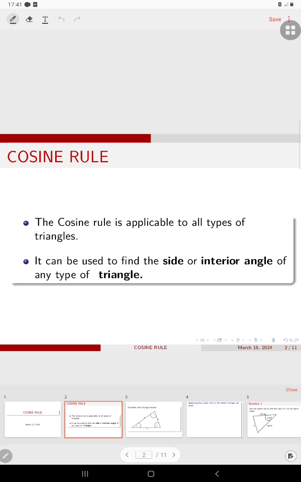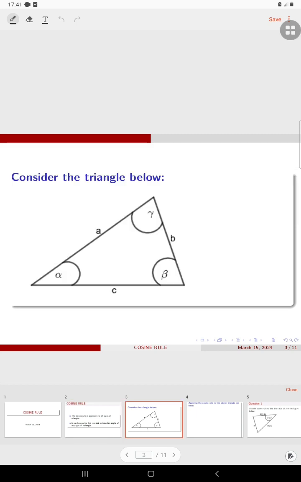Cosine rule, just like the sine rule, you can also use it to solve for all types of triangle. And you can use the cosine rule to find either the side or interior angle of any triangle, depending on the information given to you. So I want us to look at the same triangle we drew in the sine rule. Look at this triangle. If you want to apply the cosine rule, what does it mean?